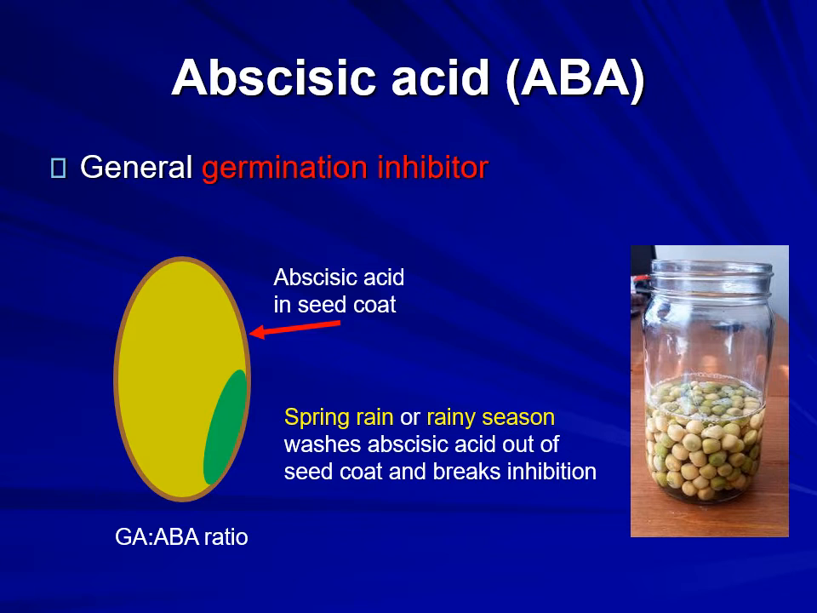And again, this is an adaptation by the plant so that it knows that spring rains have come, or if it's a tropical country, that the monsoon season has passed. And that way the plant can measure the amount of rain and it knows that, okay, it's rained enough, now it's safe to germinate and I won't get drowned in water.